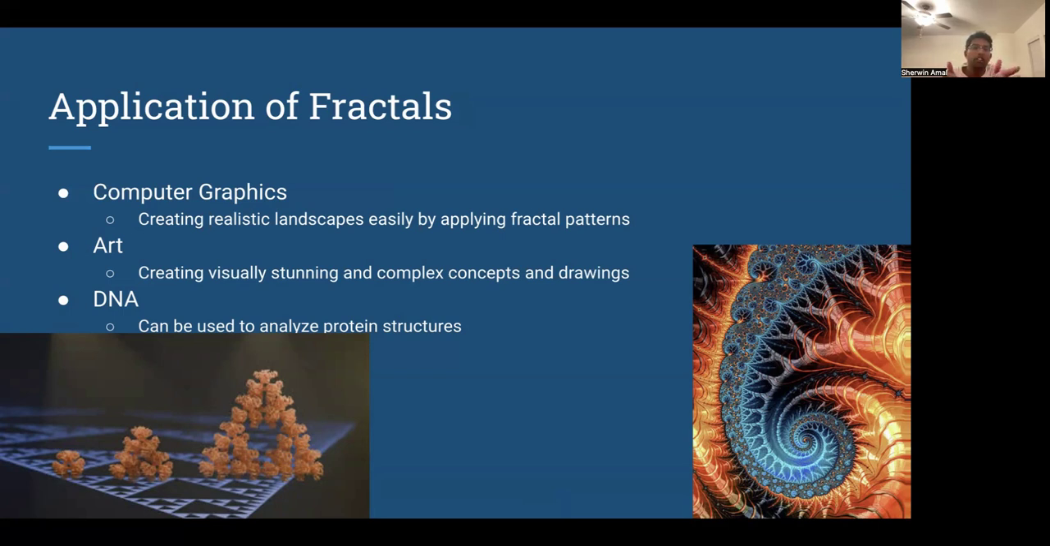And for DNA, it can also be used to analyze protein structures, as in the bottom left. You can see how there's a common pattern regardless of the size of protein structures, which can be helpful for understanding proteins, but also for looking into medicines as well.